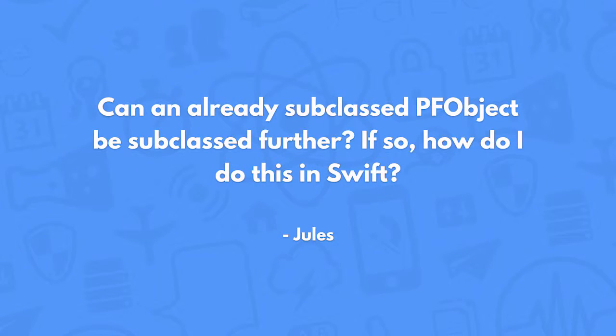Can an already subclass PFObject be subclassed further? If so, how can this be done? Subclasses of PFObject are not different to just generic subclasses of PFObject. So the key principles there is you still need to call a register subclass before the first time in your app that you want to use it. Another key principle, say if we take a PFUser, for example, if you want to subclass that, you generally don't want to override parse class name method because you don't want to store a user in a different collection.